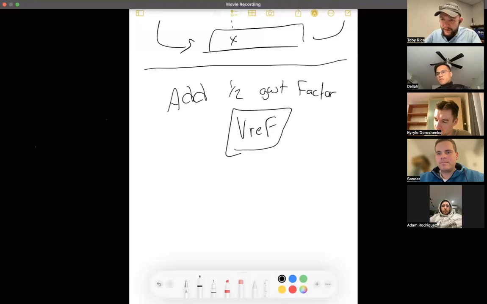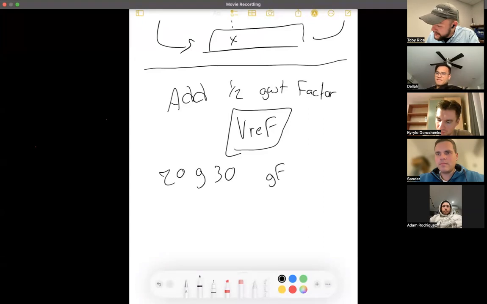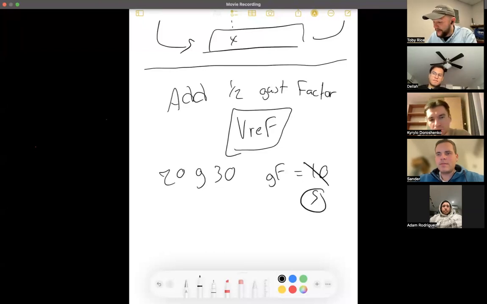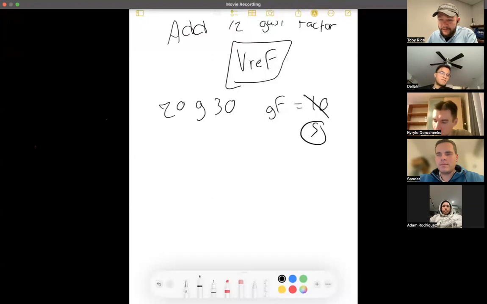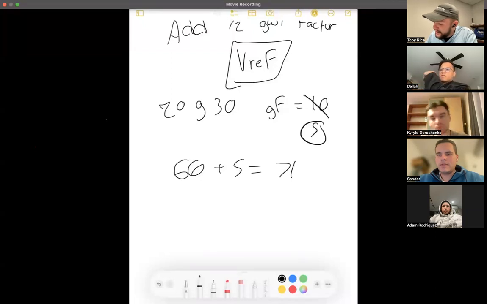For example, the wind is 20, gust 30, right? So that's a gust factor of 10. Half of that is 5. So I would add 5 knots to my VREF. And if VREF in this Archer that we're flying is 66 knots, I'll fly 71 knots over the runway threshold.